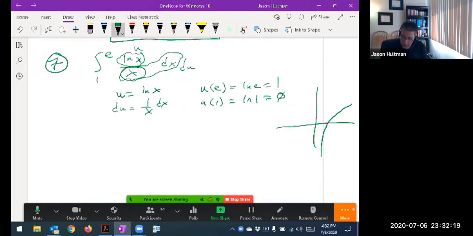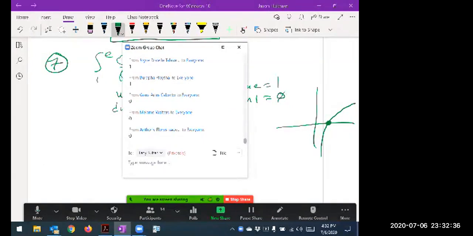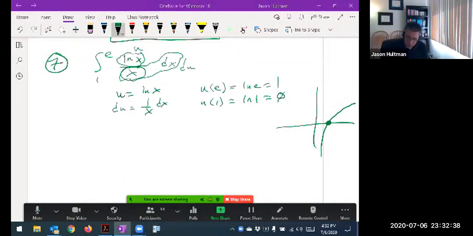If you memorize what the natural log looks like, it looks like that. When we're at 1, where is the function? Isn't it the x-intercept? Does that make sense? Okay, awesome. So we're going to change our limits of integration from 1 to e to 0 to 1, and then we're just going to have u.